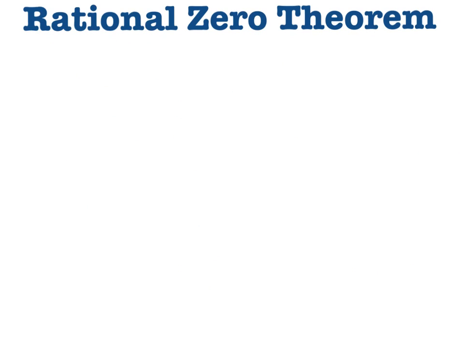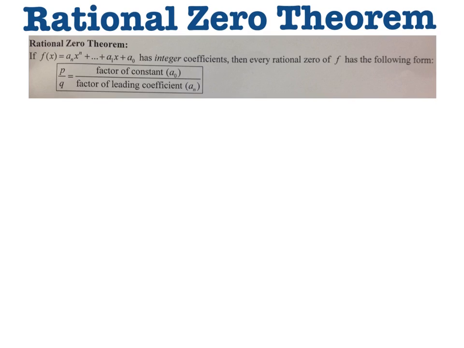Alright, so now that we're done reviewing, let's begin. We've got the rational zero theorem that we need to write down. The rational zero theorem says that if f of x equals a sub n x to the n plus etc., basically if any polynomial has integer coefficients, and that integer part is important, integer coefficients, then every rational zero of f has the following form.